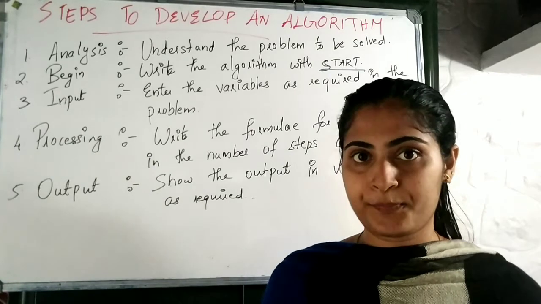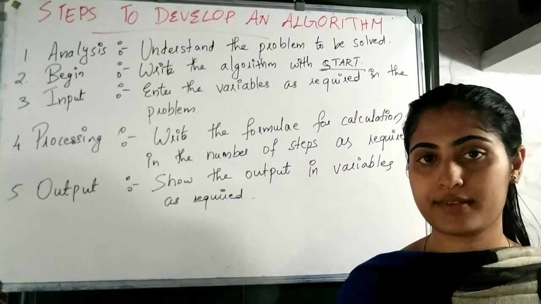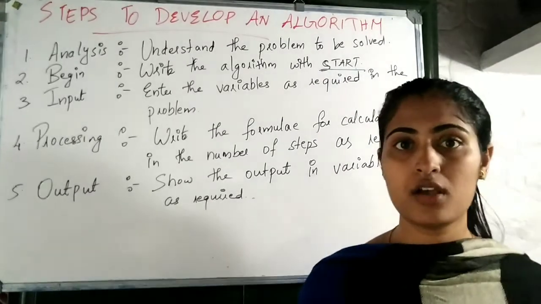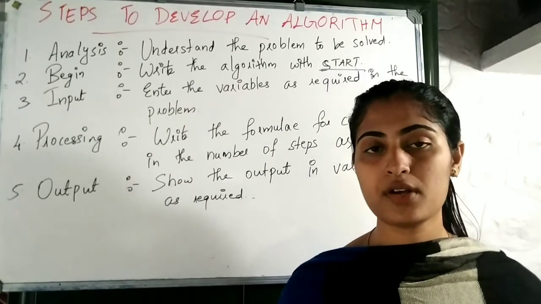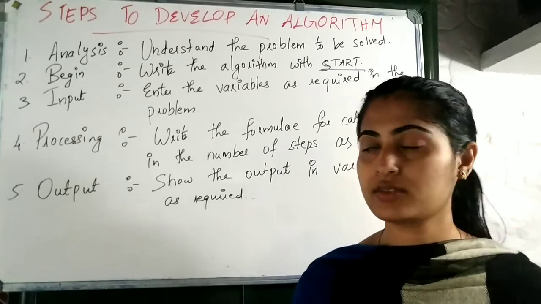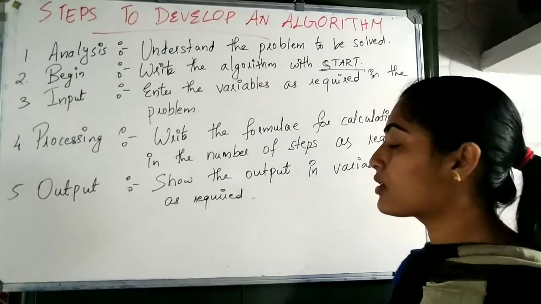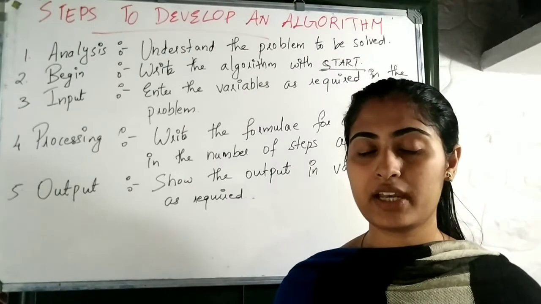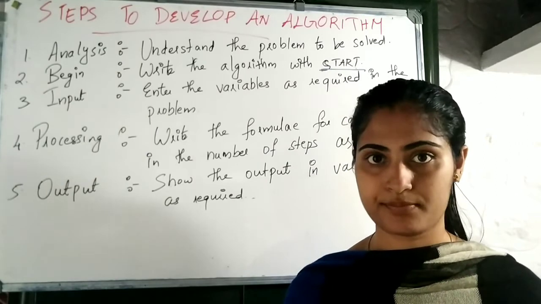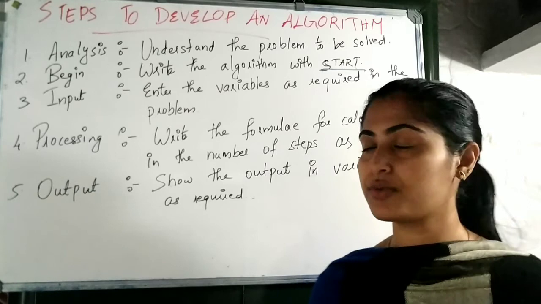So coming to our topic, steps for developing an algorithm. First one is analysis. Understand the problem which is to be solved. Programmers should have a clear understanding of the problem which is to be solved. That is what we mean by analysis. Next one is begin. Write the algorithm with start. Whenever you write an algorithm, your first step should be start.